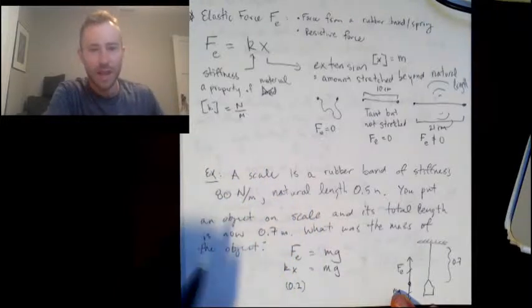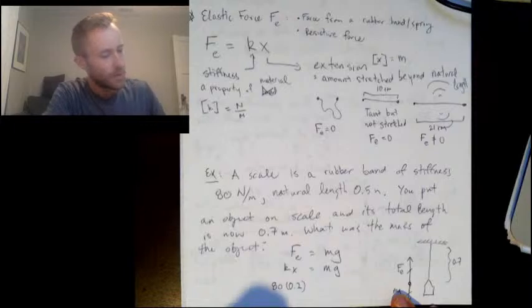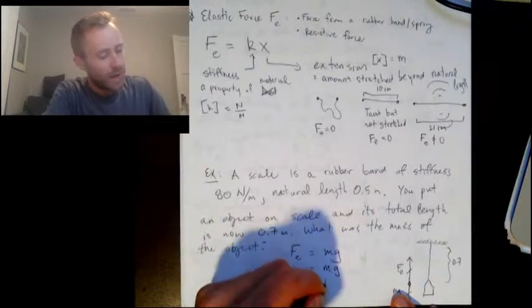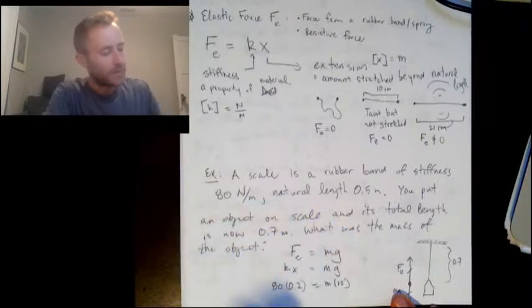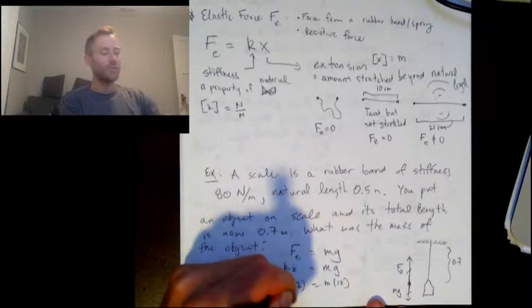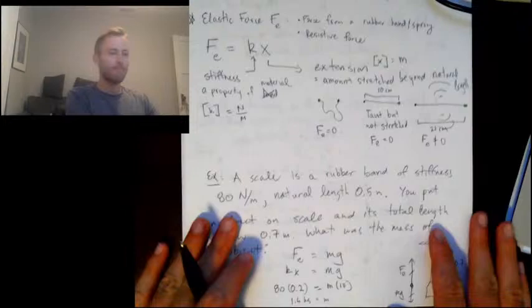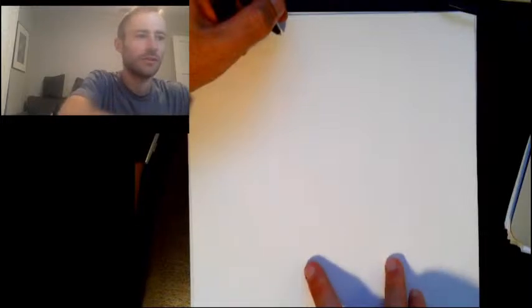The stiffness was 80. And gravity is 10. So 80 times 0.2 is 16. Divide both sides by 10. We get that the mass is 1.6 kilograms. All right. We're going to learn about one more force. So this is, and this one's the trickiest.